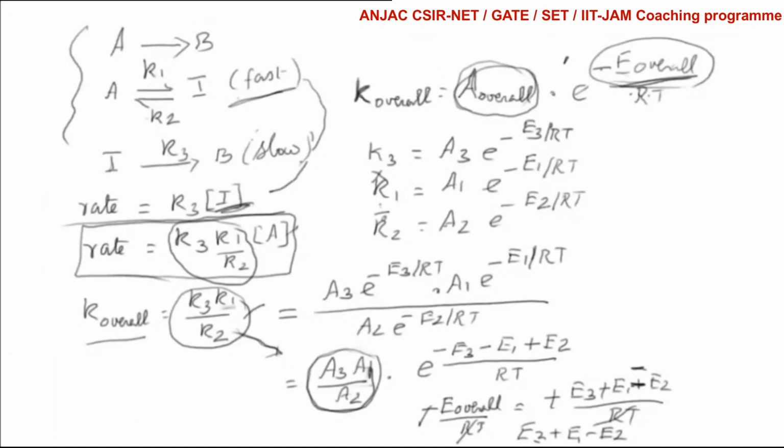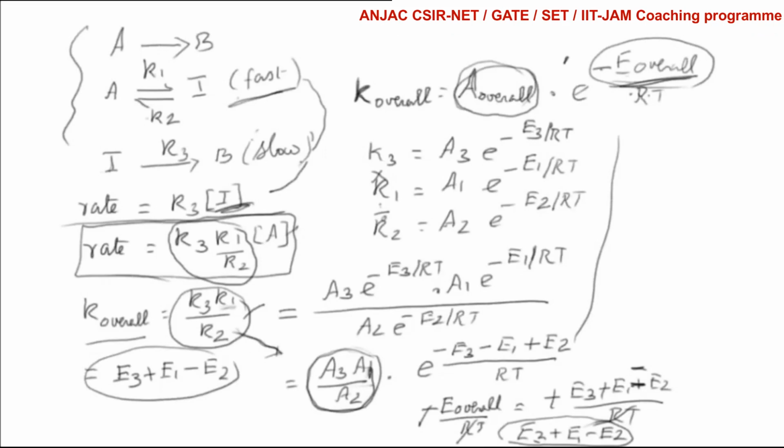To find the overall energy of activation: K3 in the numerator, so the corresponding E3 should be positive. K1 in the numerator, and the corresponding E1 is also positive. K2 in the denominator, so the corresponding E2 is minus. It is the overall energy of activation. This is the derivation. Hereafter, you need not apply this derivation; you can simply tell the overall energy of activation, if asked.